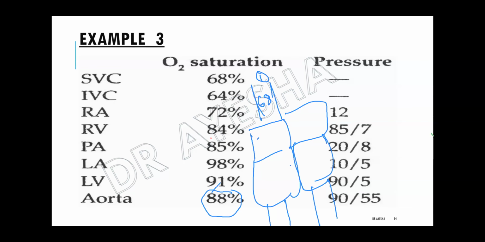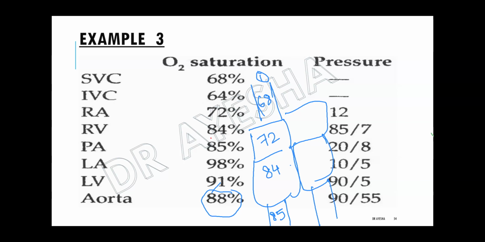So in the right atrium, you are right, this is 72. Then in the right ventricle, there is a rise in saturation, which is 84%. Don't come to the conclusion yet, just follow it first. So this is 84, and then the pulmonary artery is 85. First follow all, then we are going to mark it.